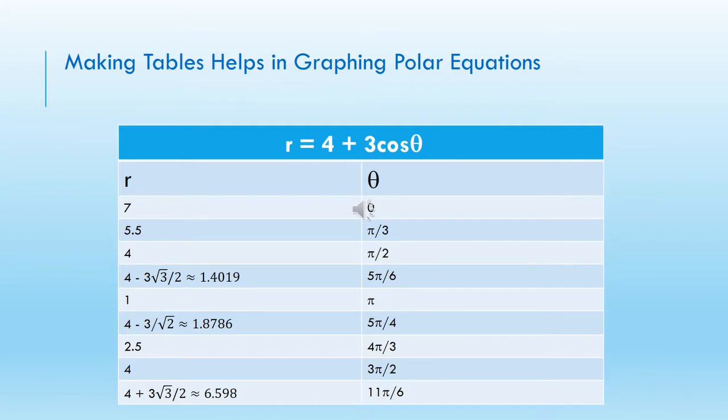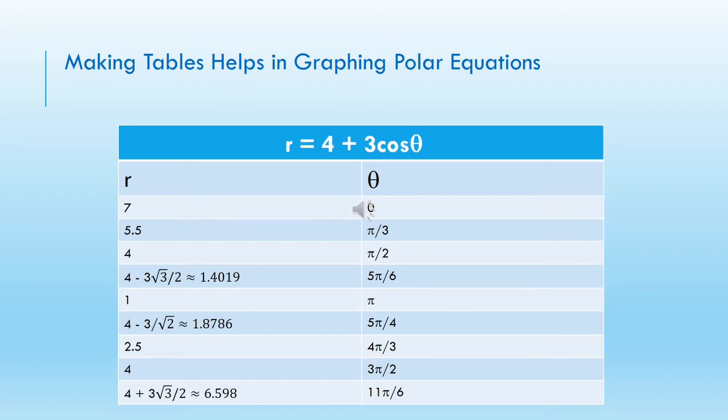Just like with graphing in rectangular coordinates, it helps to make a table when graphing in polar coordinates. What you're doing is you are replacing theta or r and figuring out what the other one has to be. In this case, with r equals 4 plus 3 cosine theta, it's probably easier to plug values in for theta and then calculate what you would get for r. I'm going to work in radians in this case, so if I put 0 in for theta, cosine of 0 is 1, and so 4 plus 3 times 1 is 7, so the radius would be 7.